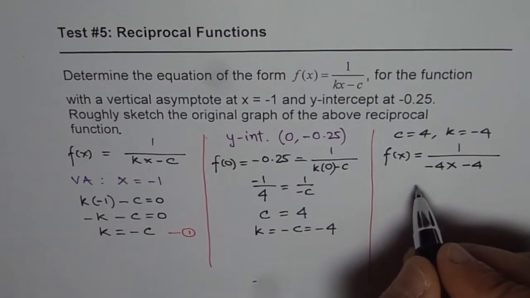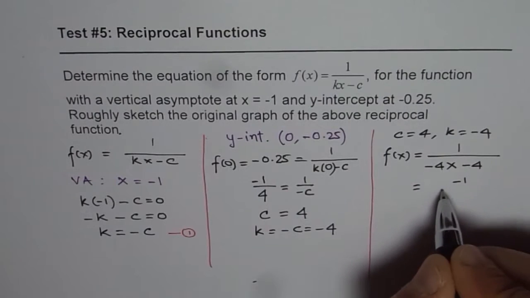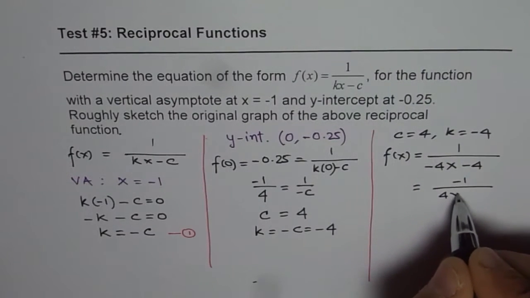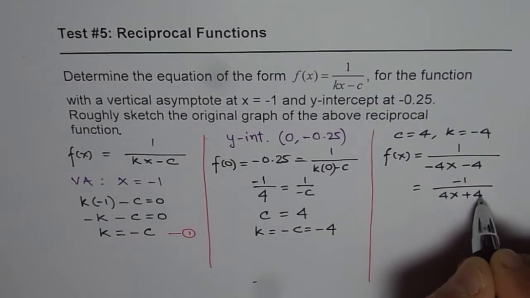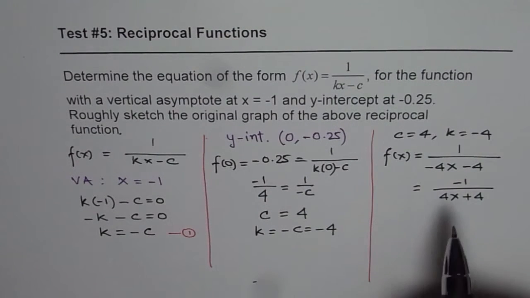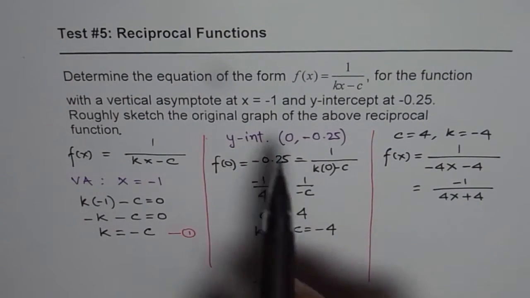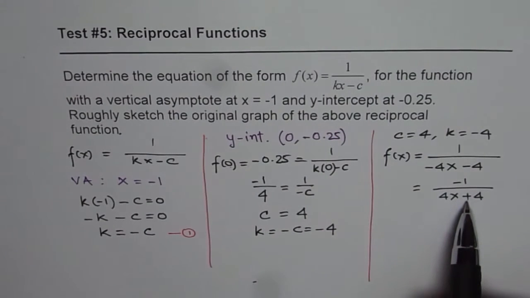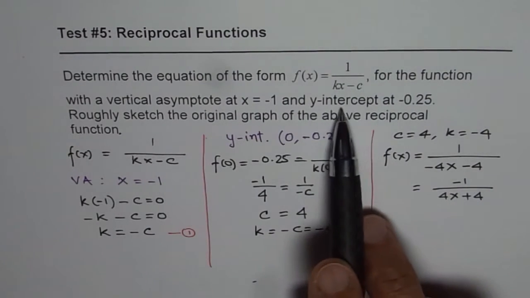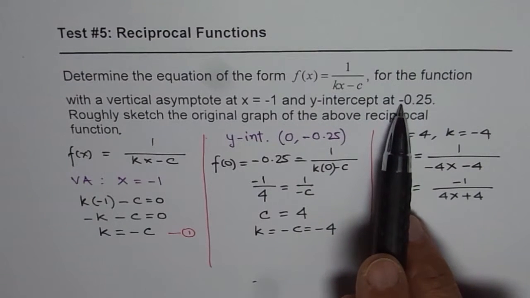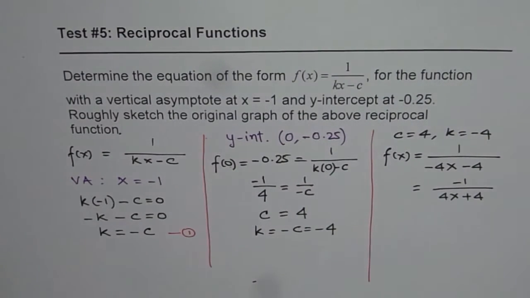Right? So you could also write this as equal to minus 1 over 4x plus 4. Now as you can see here, if you take 4 common, then we get x plus 1 as a factor, and at x equals minus 1, that is going to be 0. So we have a vertical asymptote at x equals minus 1. And if I substitute x as 0, I get y-intercept at minus 0.25. Do you get the point? So that is how we can get the function. So that part we have done.